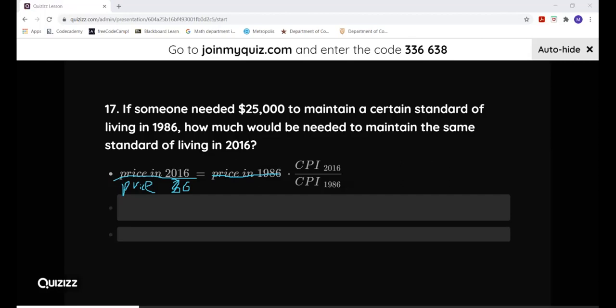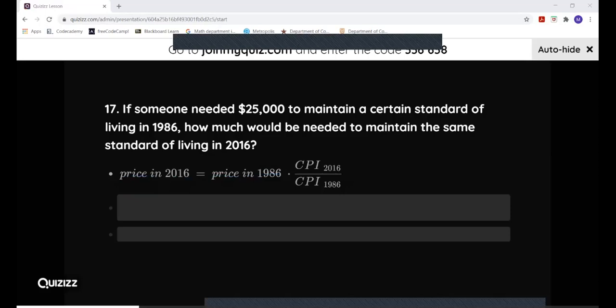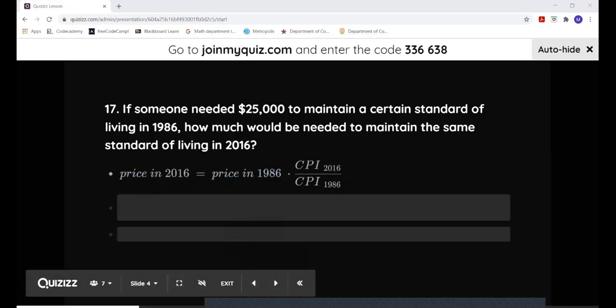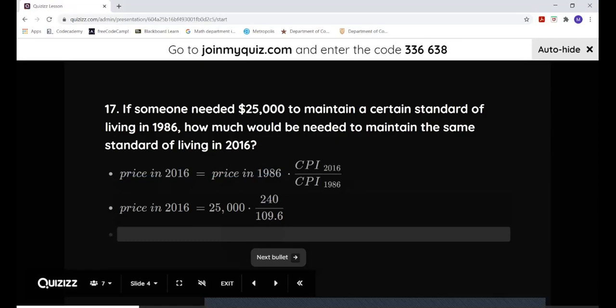We can see that we're going from price in 2016 to price in 86, and the CPI in 2016 to the CPI in 86. That's the equivalent ratios. Goods should increase or decrease at a similar or constant rate, and that's what it's saying if we write those equivalent ratios. But at this point, if we have the formula, we're just plugging numbers in.